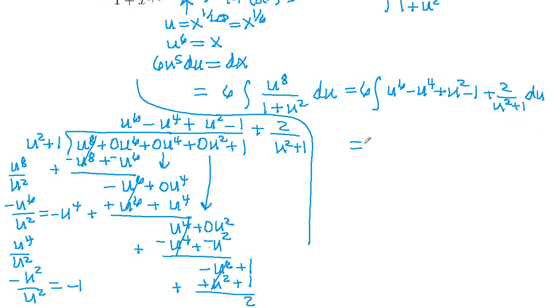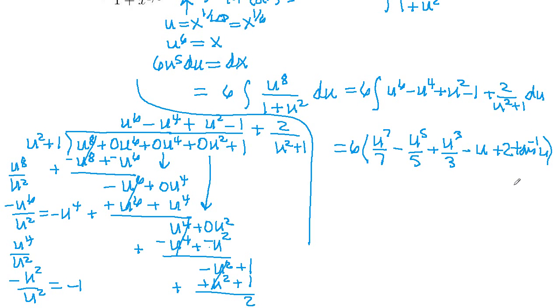So power rule here. I got that 6 out in front. And then the antiderivative of u to the 6th will just be u to the 7th over 7, minus the antiderivative of u to the 4th, u to the 5th over 5, just power rule here, plus u cubed over 3, minus the antiderivative of 1, which is u. And then there will be a plus 2, and the antiderivative of 1 over u squared plus 1 is inverse tan. So inverse tan of u, and plus our constant.